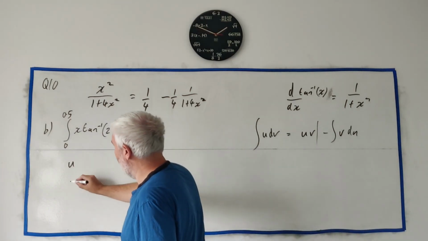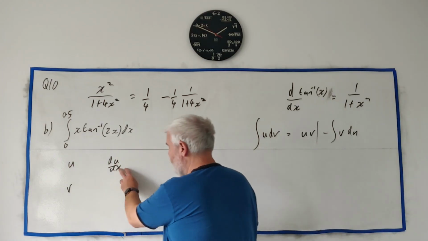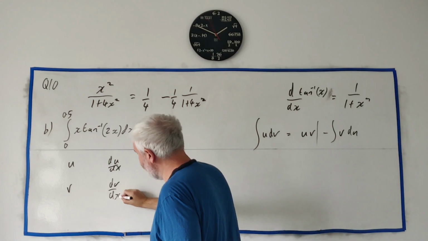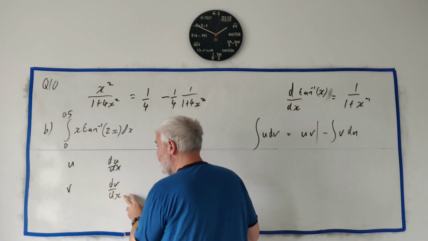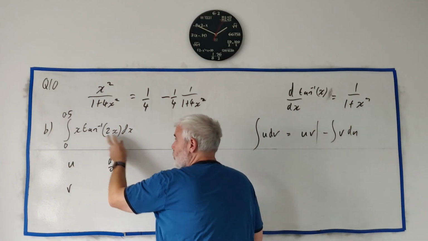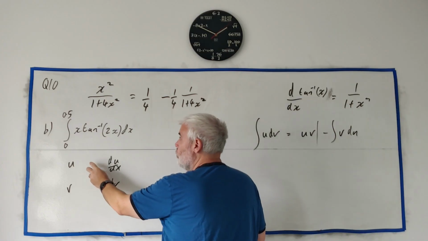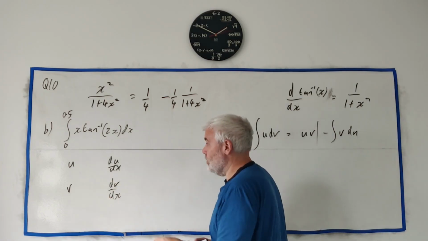All I like to do is write u, v, and du/dx, dv/dx. You don't have to put the dx in if you can think it through in your head, but I like to fill these in. Which is the u and which is the dv/dx of the two choices here? So basically, does x go here, or does the inverse tangent go here? They're your two choices, and the other has to go here.